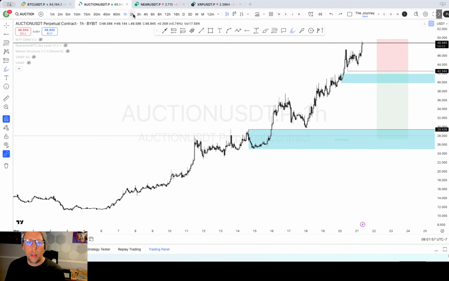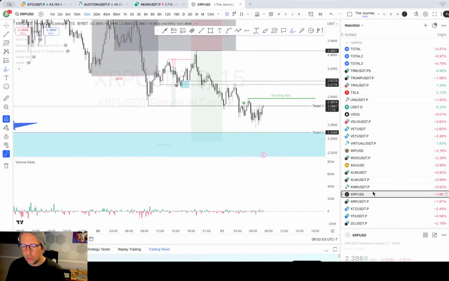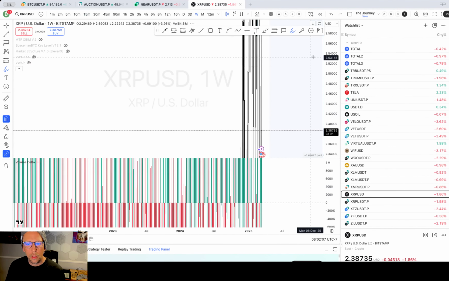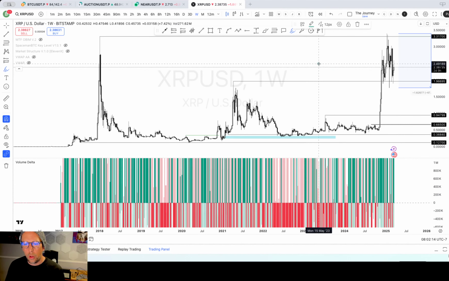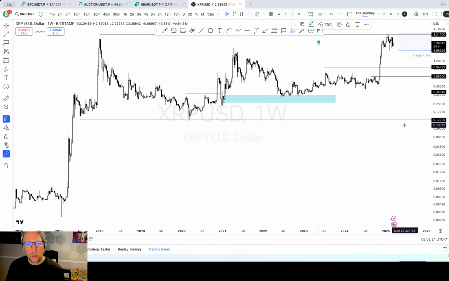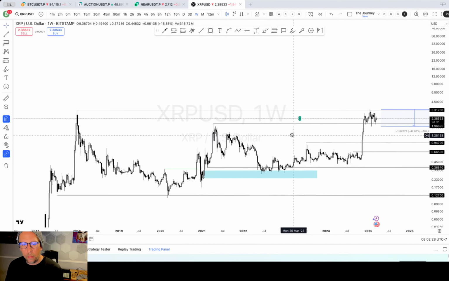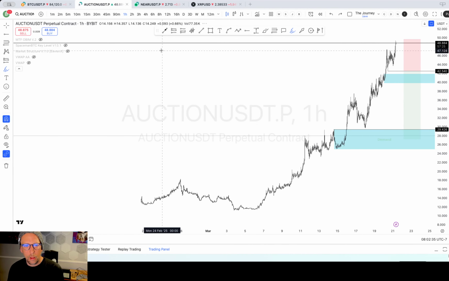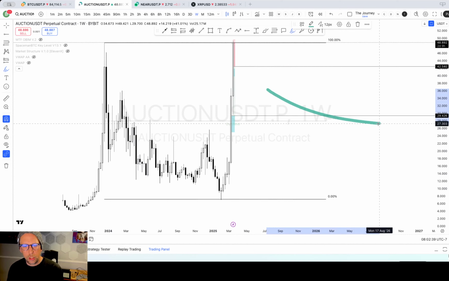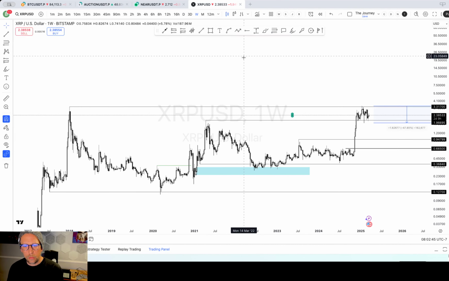But let me make a comparison. Let's go away from this XRP chart and let's go to this XRP chart, and let's go to the weekly. I understand this is not a one-to-one comparison. This is XRP versus auction. I fully understand these things, but look at this weekly chart here, and then let's look at this weekly chart here.